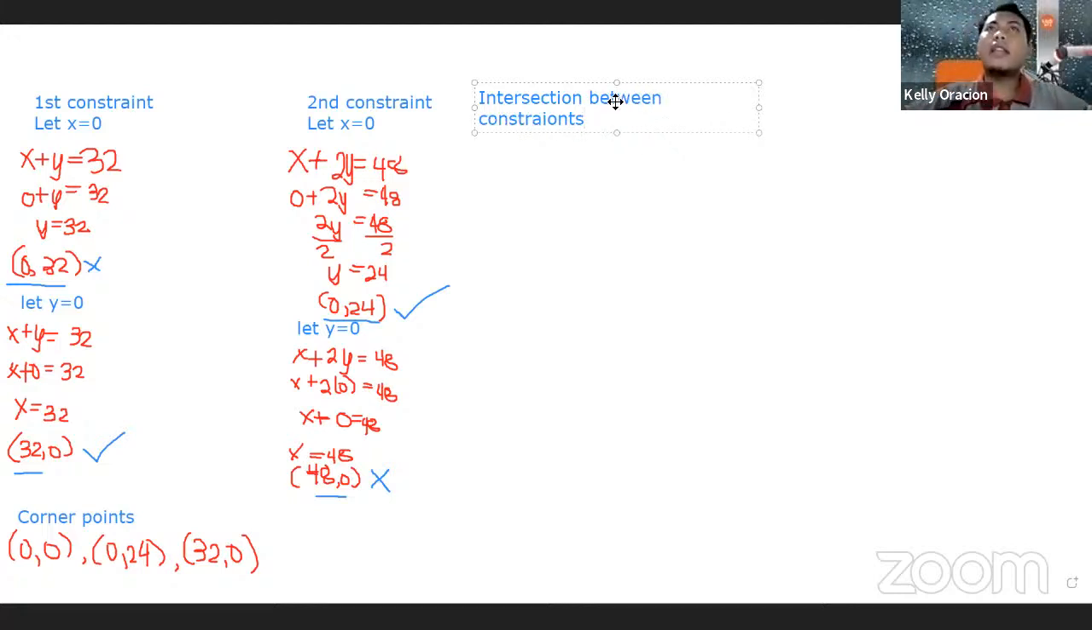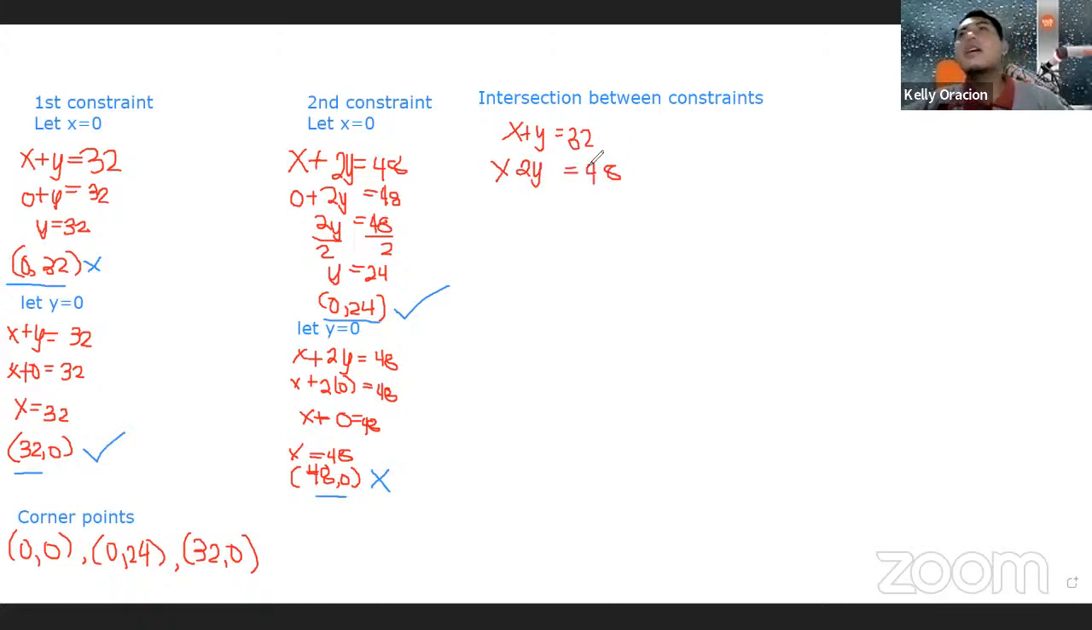So there are two constraints now. We have x plus y is equal to 32 and x plus 2y is equal to 48. So apply system of linear equation. So solve nyo ito. I think review your algebra na lesson.